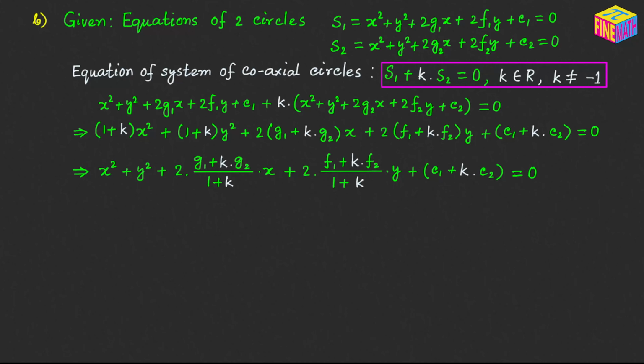So to make it look like the equation of a circle, we have to avoid negative 1 for the value of k. We can take any other real number for the value of k except negative 1.